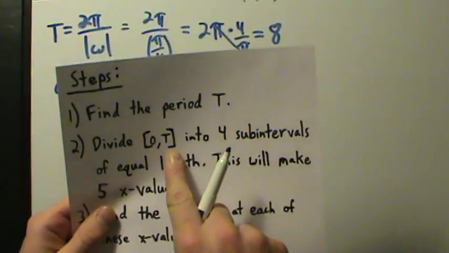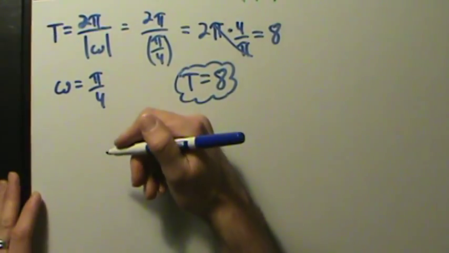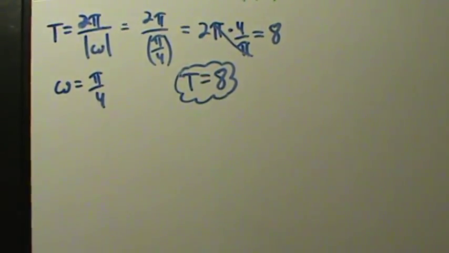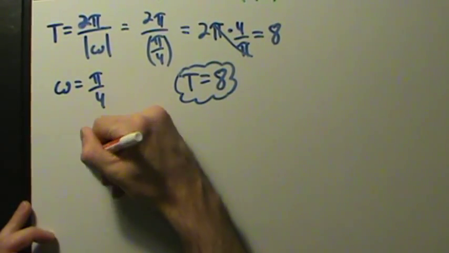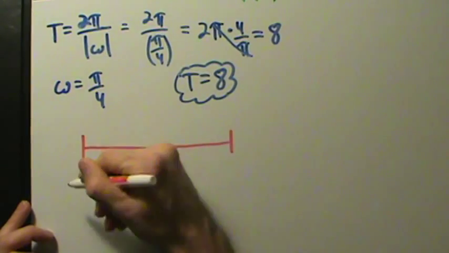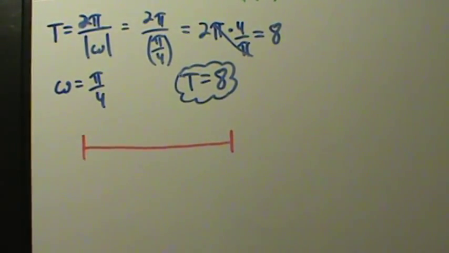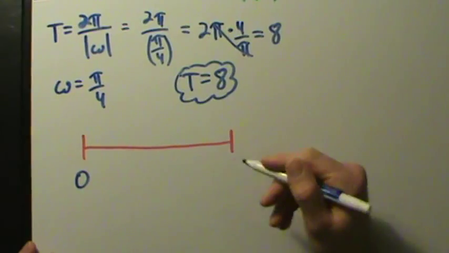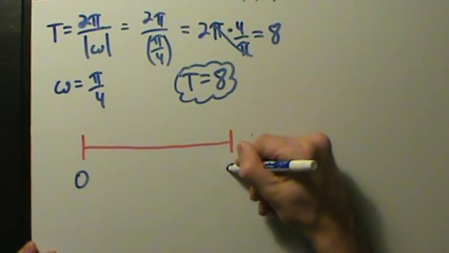So we just go from 0 to t. So here's what we do. For step 2, let's maybe use a different color now. For step 2, what we do is draw ourselves a little line here. So we go from 0 to t. What was t? T was 8. So we go from 0 to 8.